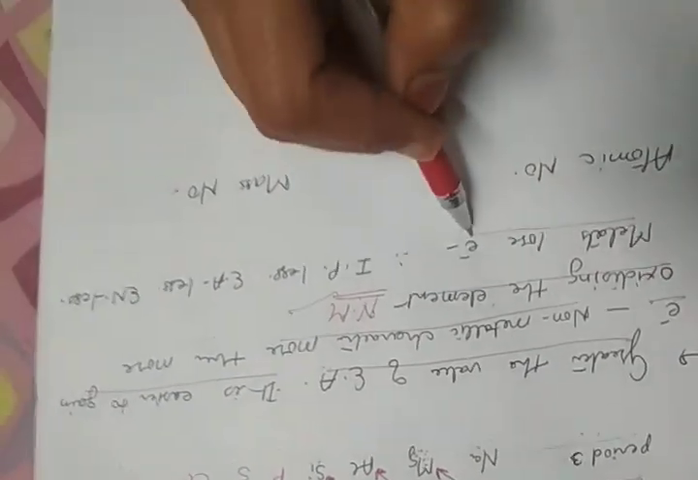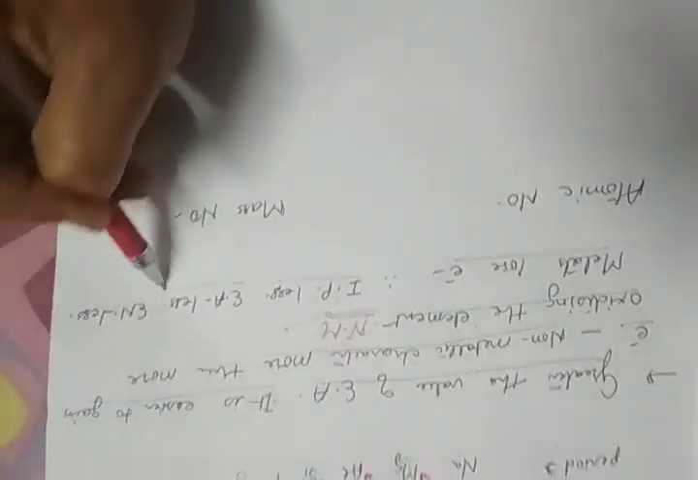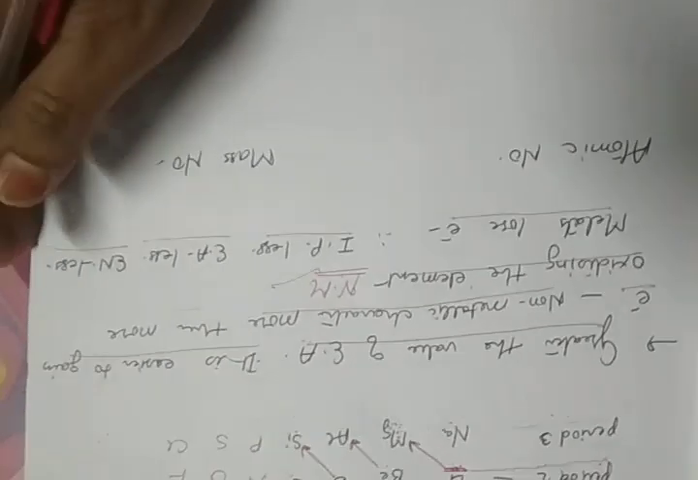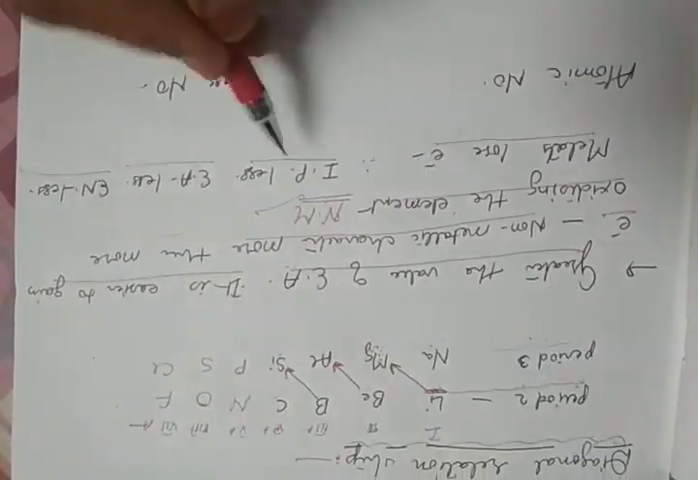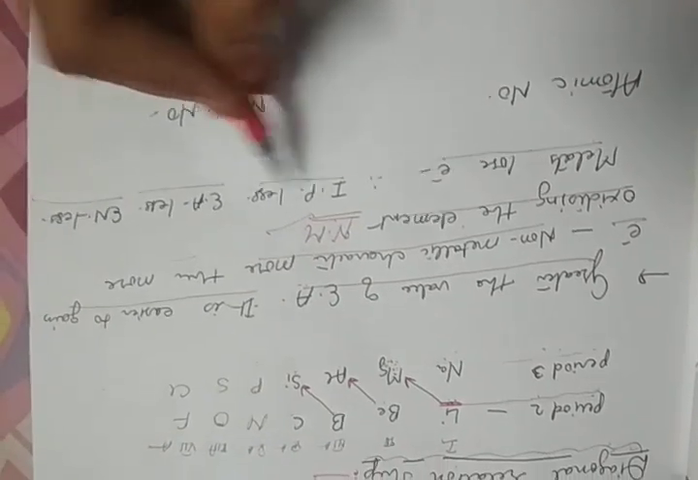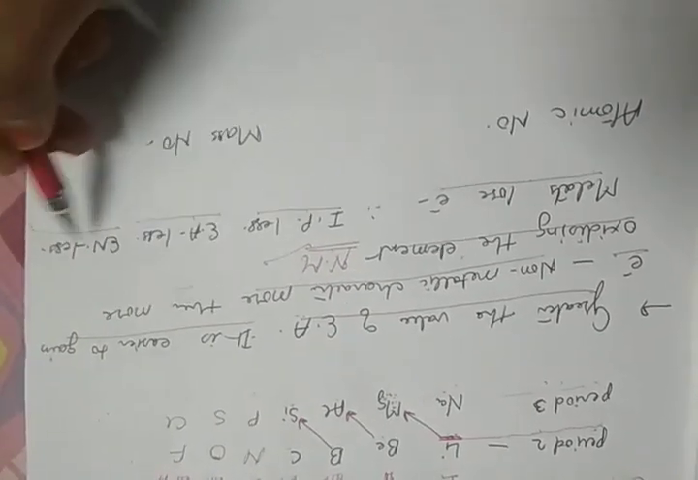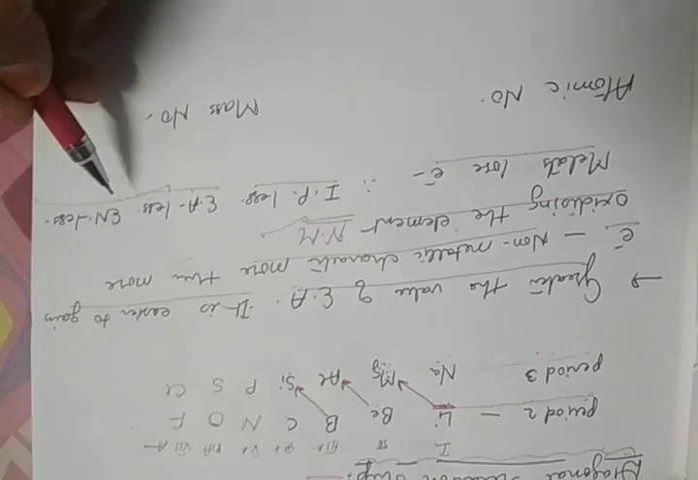In contrast, metals lose electrons, therefore their ionization potential is less, electron affinity is less and electronegativity is also less. So remember, the element which is more metallic in nature will have low ionization potential, low electron affinity and low electronegativity.